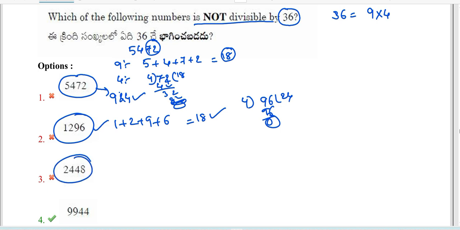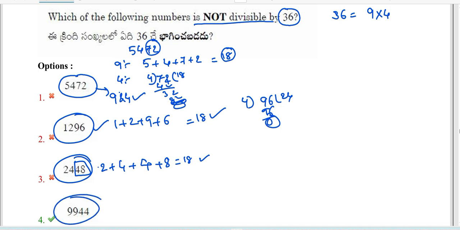ఇక్కడ థర్డ్ ఆప్షన్ చూసినట్లయితే the number formed by the last two digits, 48, is exactly divisible by 4, and let us check whether it is divisible by 9 or not. So 2 + 4 + 4 + 8, adding this you will get 18 again. Then it is also divisible by 9 and 4, so it is divisible by 36.